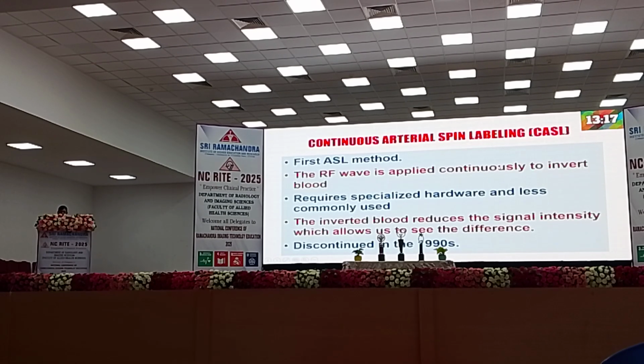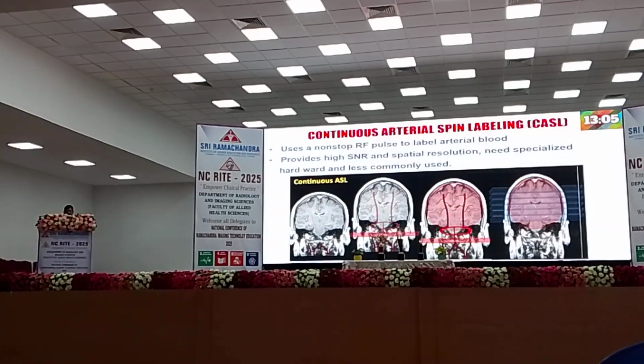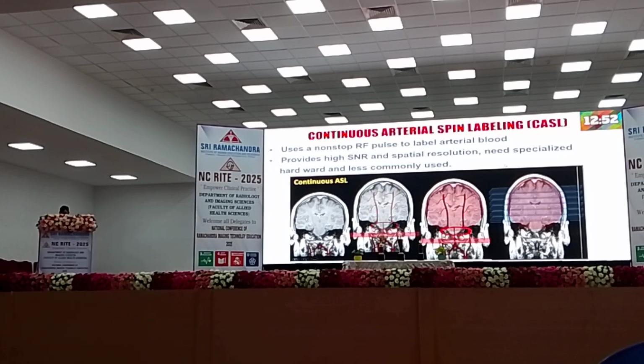In continuous ASL, the RF wave is applied continuously to invert the blood. It requires specialized hardware and is less commonly used. The inverted blood reduces the signal intensity, which allows you to see the difference between the two images. This was discontinued in the 1990s. Continuous ASL uses a non-stop pulse for labeling the arterial blood, provides higher SNR and spatial resolution, needs specialized hardware, and is less commonly used nowadays.